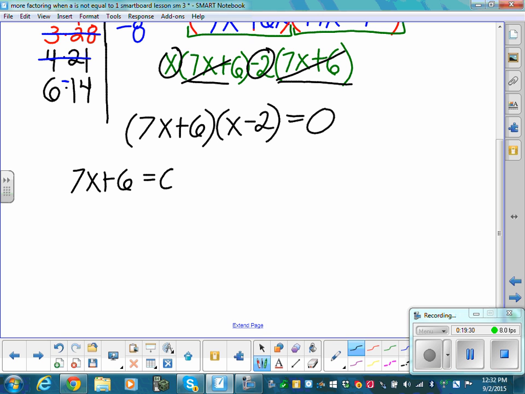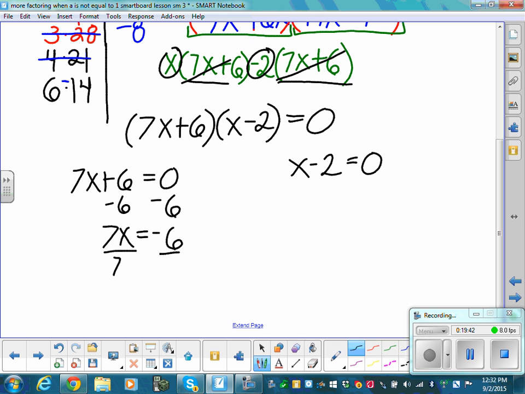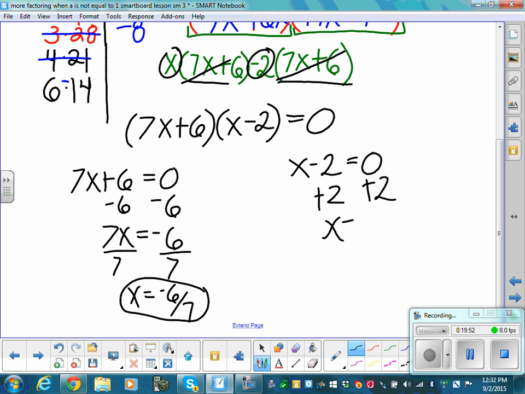7x plus 6 is equal to 0, and x minus 2 is equal to 0. Piece by piece, solving for x in each case. Subtract 6 from both sides. 7x is equal to negative 6. Divide both sides by 7. X is equal to negative 6/7. And there's one of my answers. And then over here, we'll add 2 to both sides. X is equal to 2. My other answer. Okay. All right.